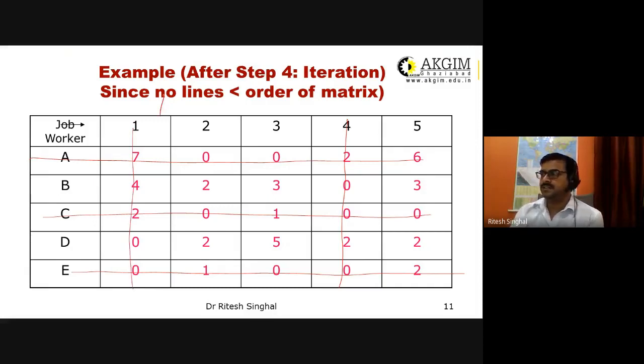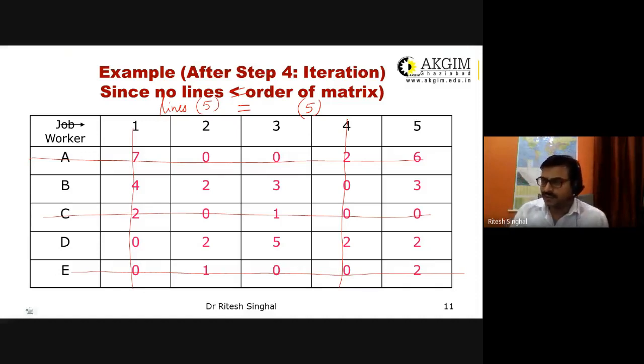So how many lines are required here? 5. And the order of the matrix is again 5. So this is equal. Now we can start allocating assignments. Assignment allocation is to start only when the number of lines equals the order of the matrix, and the order of the matrix here is 5 by 5, and the number of lines is again 5. Now we can start allocating the jobs to the persons.